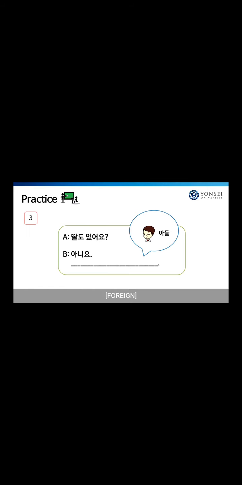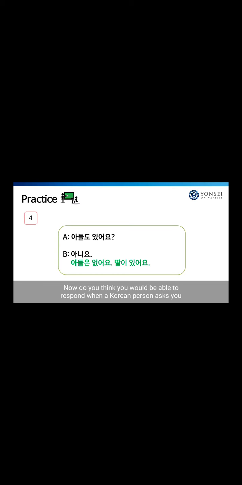딸도 있어요? 아니요. 딸은 없어요. 아들이 있어요. 아들도 있어요? 아니요. 아들은 없어요. 딸이 있어요. Great job! Now, do you think you will be able to respond when a Korean person asks you whether you have an older brother or an older sister? Let's put your skills to the test. Try it on your own.